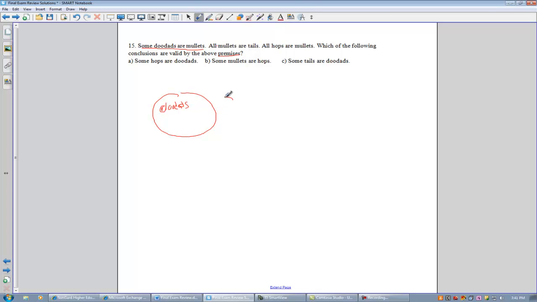And then right here, some doodads are mullets. So it could look like this. Here's my mullet circle, and that expresses this idea: some doodads are mullets. Yes, some doodads are mullets.